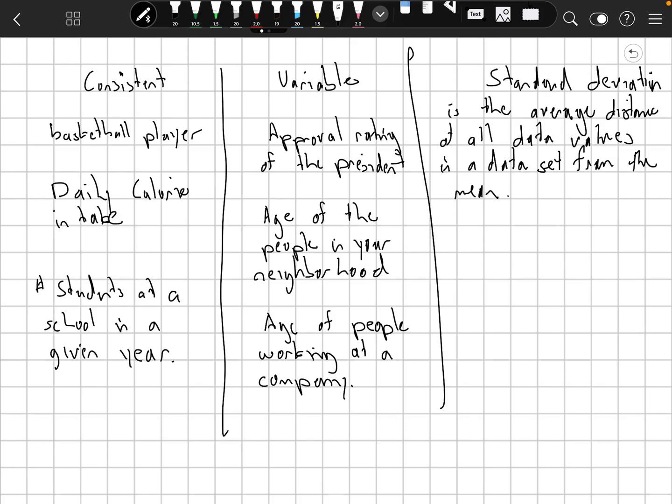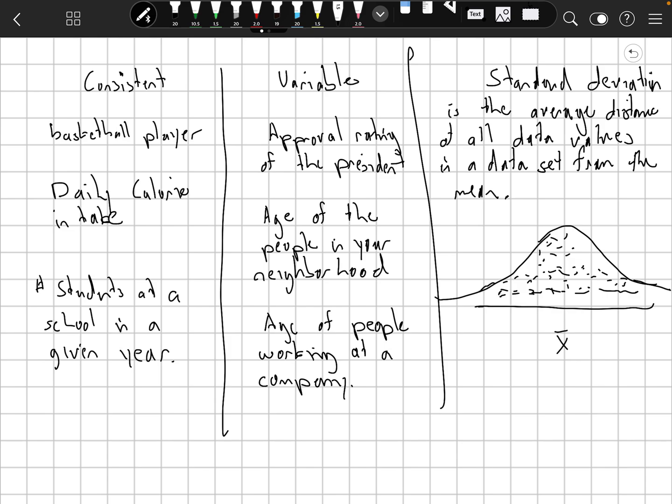I wanted to talk a little bit about standard deviation with you today. Standard deviation is just the average distance of all data values in a data set from the mean, the average distance from the mean. And usually what happens is you'll get a distribution kind of like this. If you have a mean right here, the data values kind of cluster around the mean on the left and right side, and then they taper off a little bit. And this is what we call a normal standard distribution when this happens, and you have kind of a curve like that, like a bell-shaped curve.